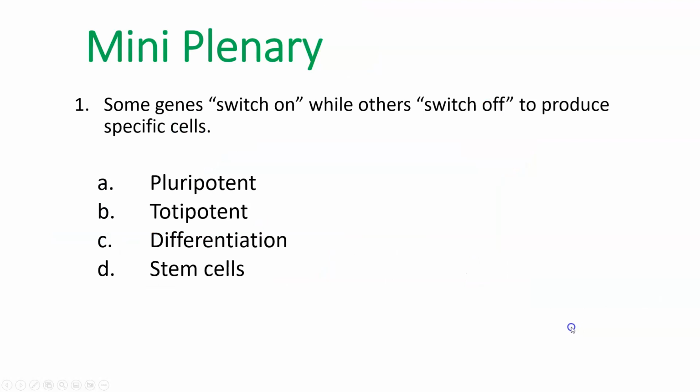Okay, so let's just test what you know so far. First question. Some genes can be switched on while others can be switched off to produce specific cell types. What would we describe this definition as being? Okay, the answer is differentiation. Pluripotent and totipotent stem cells refer to the type of cell, not the process.